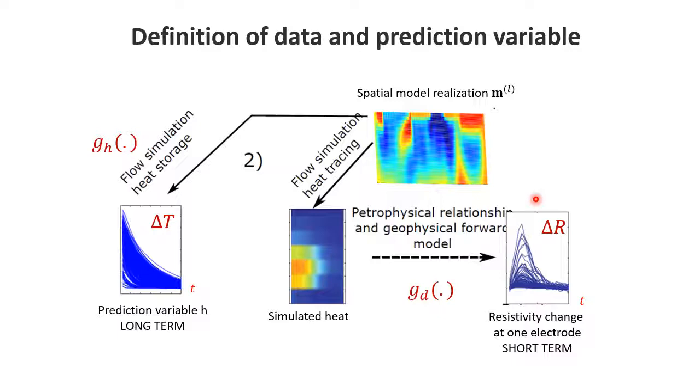So the question, of course, that we'll address later in the course is how can this be used to predict this? This is some different variable, it's longer term. This is another variable, shorter term. So the way that's done is that flow simulation and heat tracing gives you simulated heat in the entire model. Then based on petrophysical relationships and geophysical forward modeling, we then get what that would mean in terms of a resistivity change at a particular electrode. Remember, I have a drill in the subsurface. I have many electrodes where I measure essentially that delta R, and this is just one electrode.